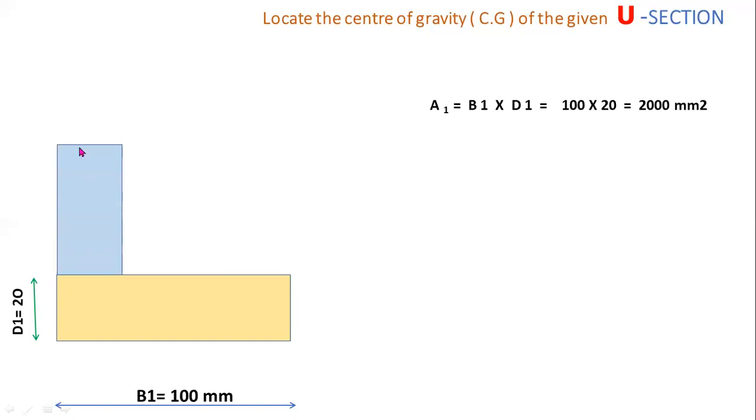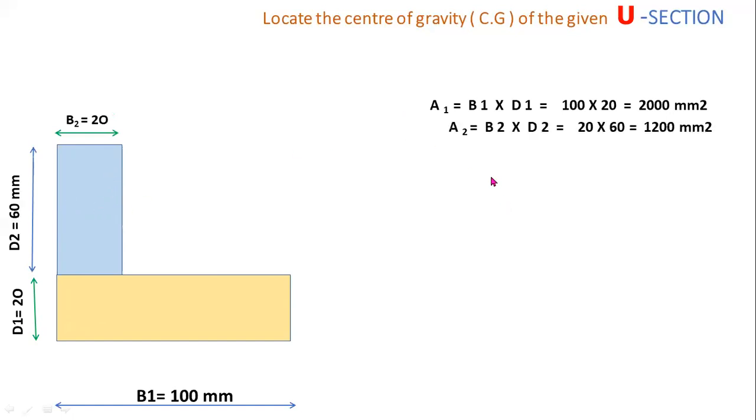Now this one is a second rectangle. B2 equal to 20, D2 equal to 60. So the area of this second rectangle is A2. A2 equal to base into depth, 20 by 60 equal to 1200 mm square.